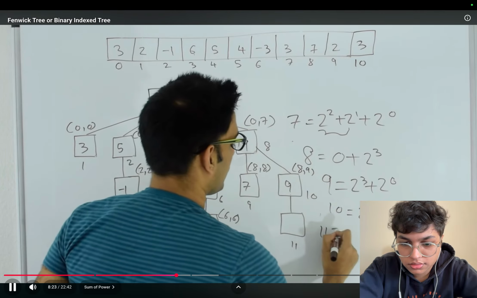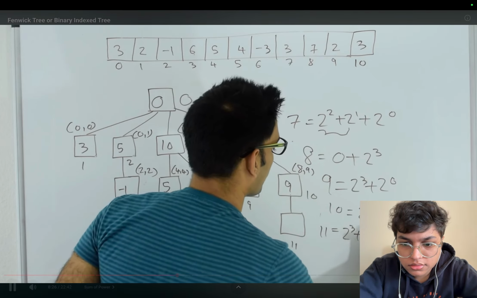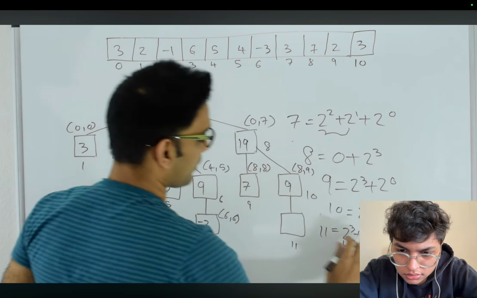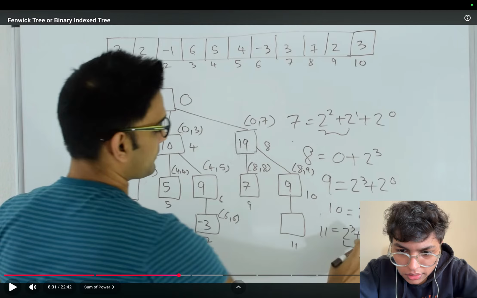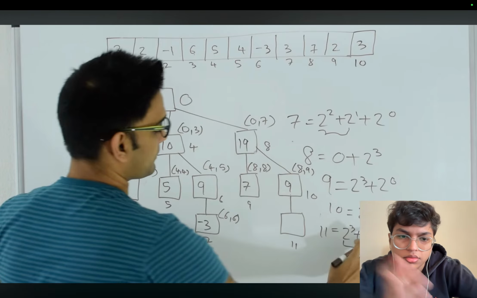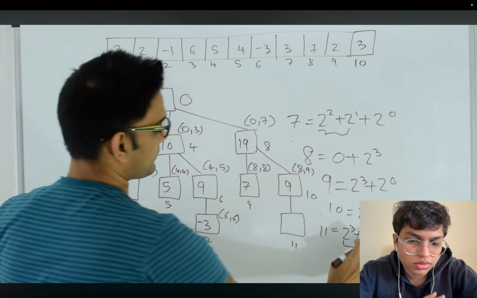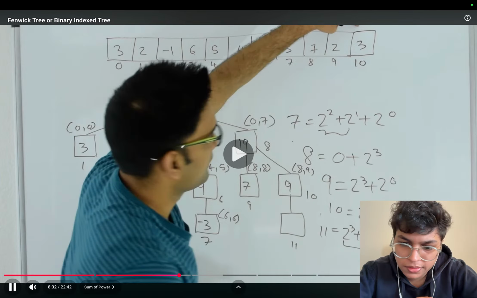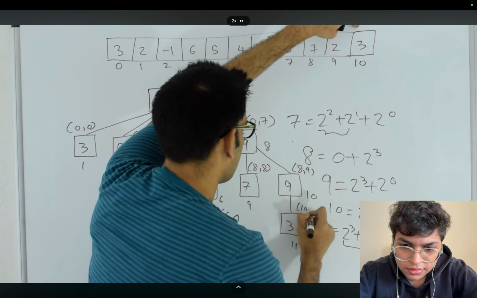And finally 11. 2 raised to 3 plus 2 raised to 1 plus 2 raised to 0. So starting from 8, 8 plus 2 is 10. Starting from the 10th index, get the sum of one more index, which will be 10, 10. The sum of next one element is stored here. The range is 10, 10.